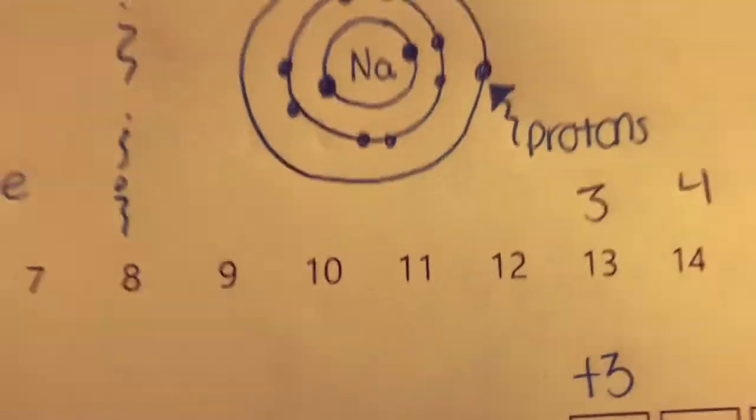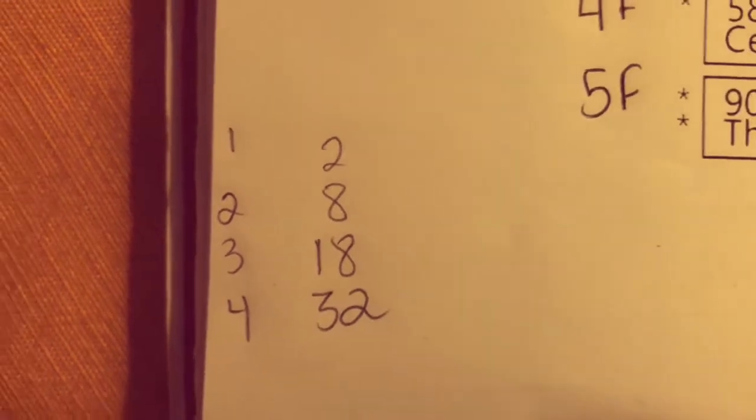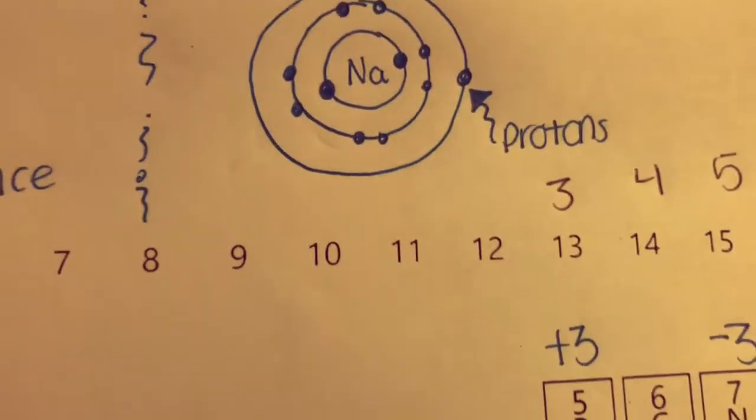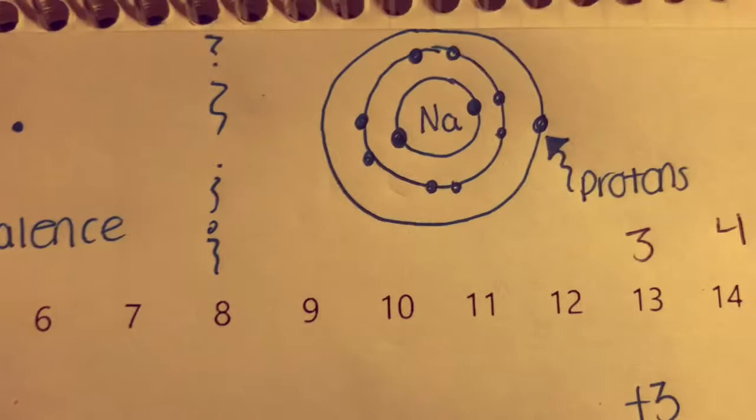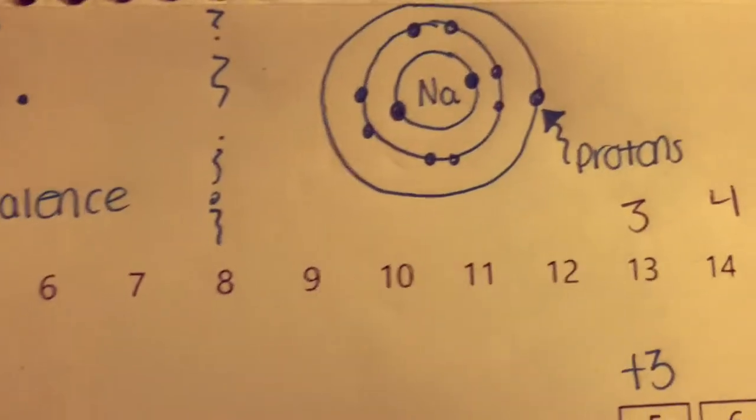Now, when it comes to the orbits, you should remember that the first orbit has 2, the second one has 8, the third can hold up to 18, the fourth can hold up to 32, etc. But you're likely only going to have to know up to 18, which is the third orbit, or maybe even more than that. But yeah, 2, 8, 18, 32.